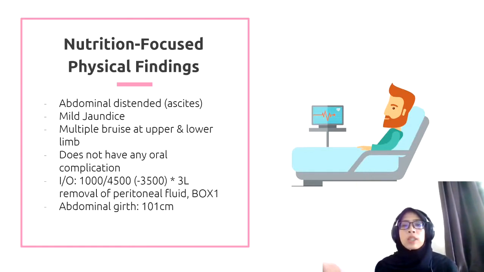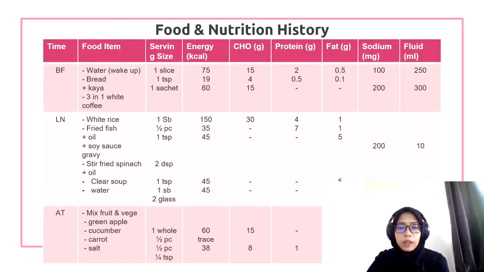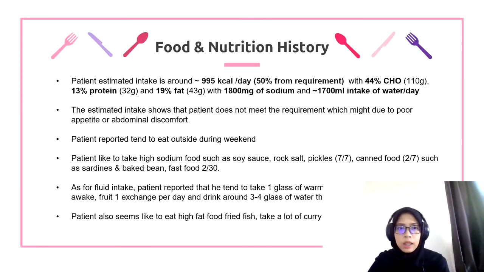For food and nutrition history, the patient's estimated intake is around 995 kcal per day, which only meets 50% of the requirement, and it is estimated at around 44% carbohydrate, 13% protein, and 90% fat. Based on the record, the estimated sodium intake is around 1,800 mg per day, with an estimated fluid intake of around 1,700 ml per day.